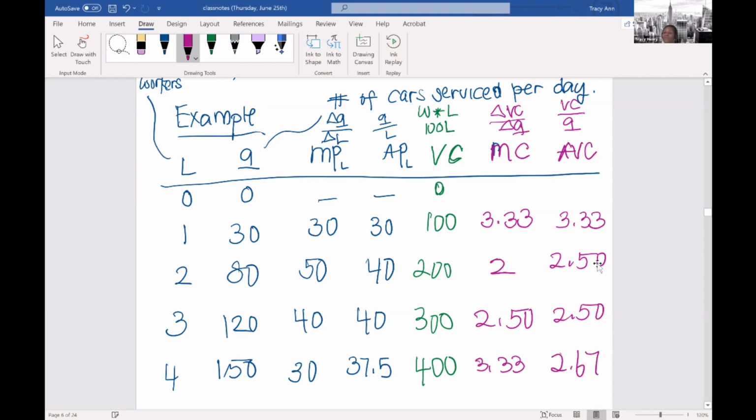So we notice the opposite is occurring. When my average product increases, reaches a maximum at 3, and then decreases, I notice that my average variable cost decreases, reaches a minimum, and then it increases. What is happening? If I am getting more output out of a labor that I'm paying the same amount of money, right? So if I'm getting more output out of labor unit number 2 than I did out of labor unit number 1, but I'm paying them the same amount of money, then my cost is decreasing.